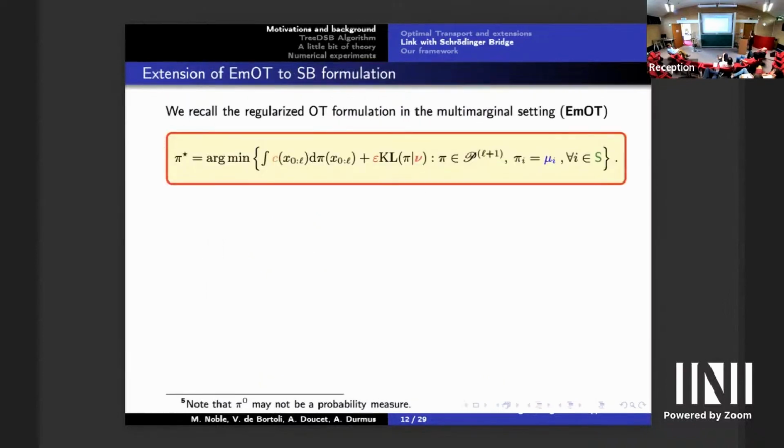So now I just recall the setting. So we have this regularization. So in the multi-marginal setting, I have my constraints over my subsets of the nodes. This is given by the parameter epsilon and the distribution nu, and I have my cost. Okay.